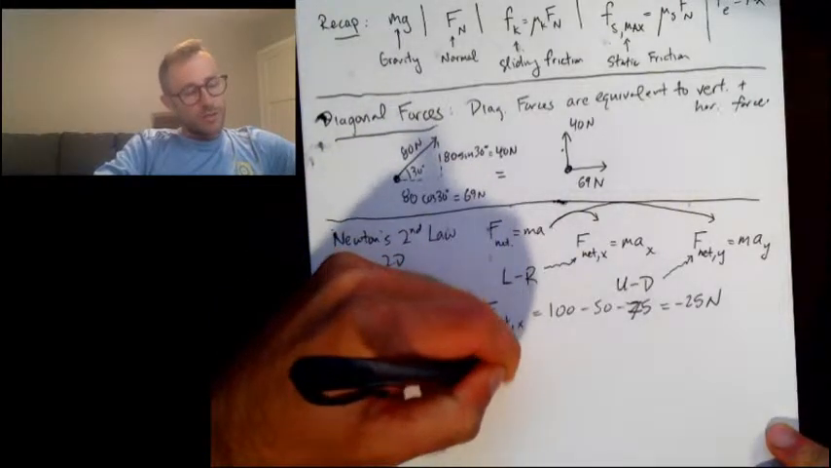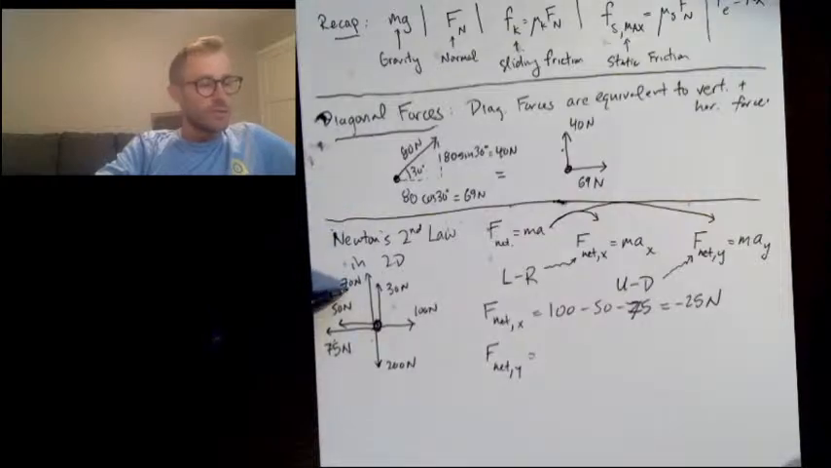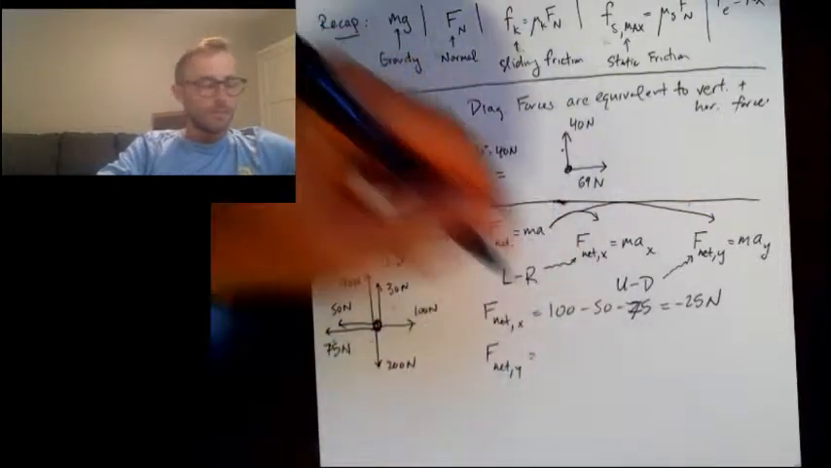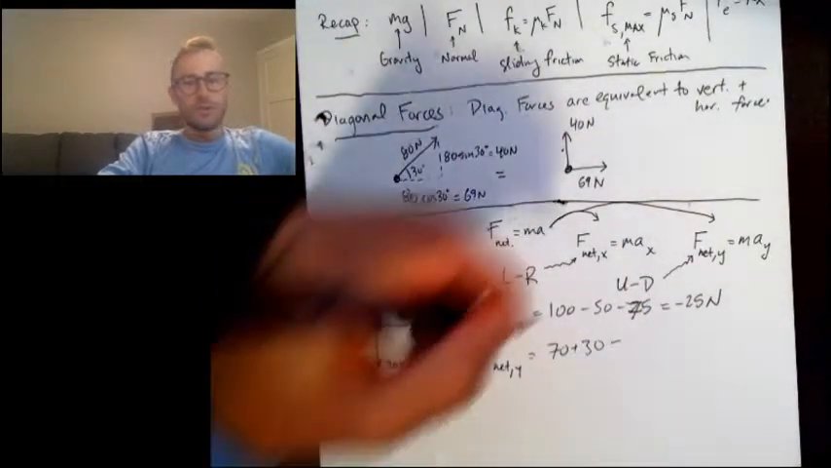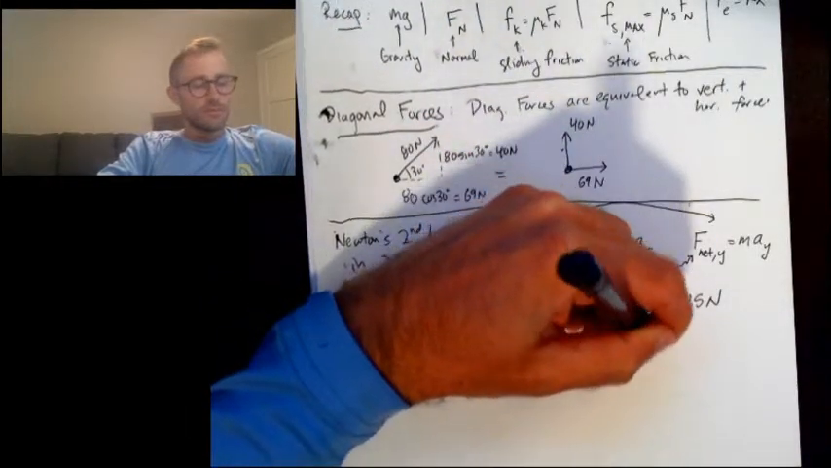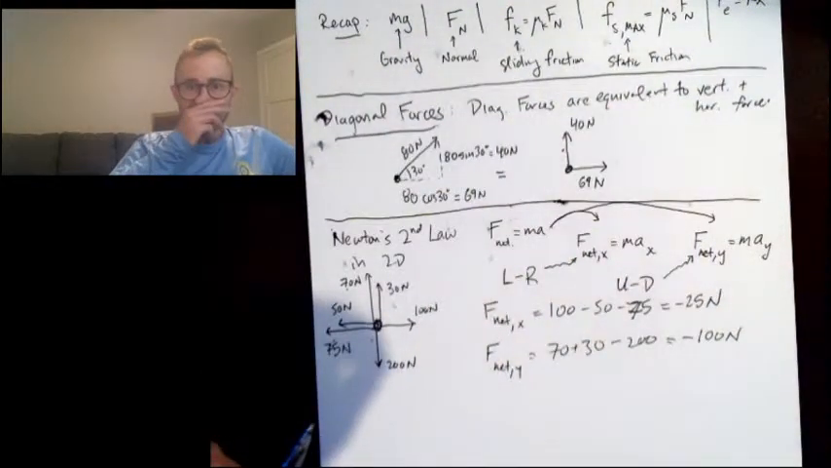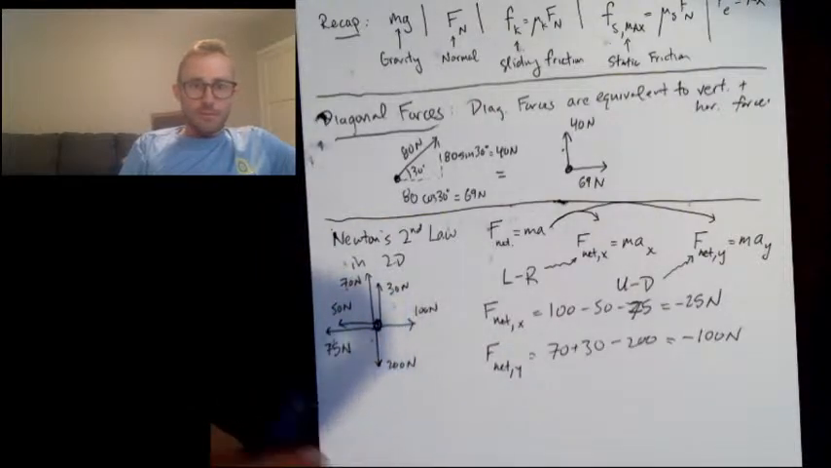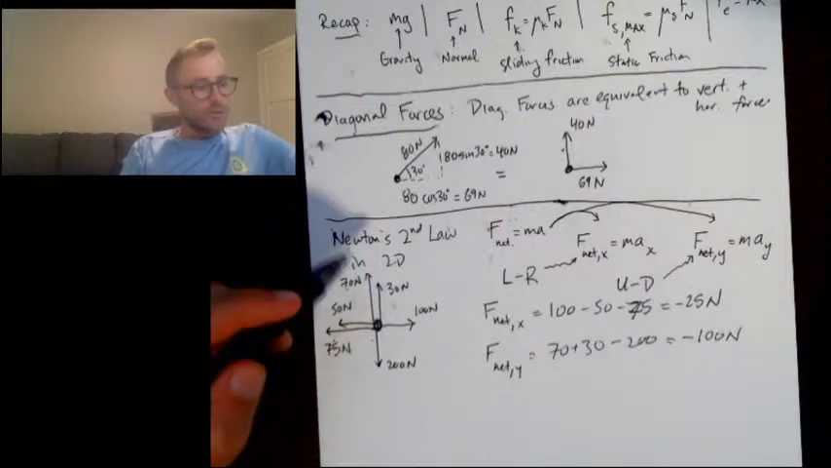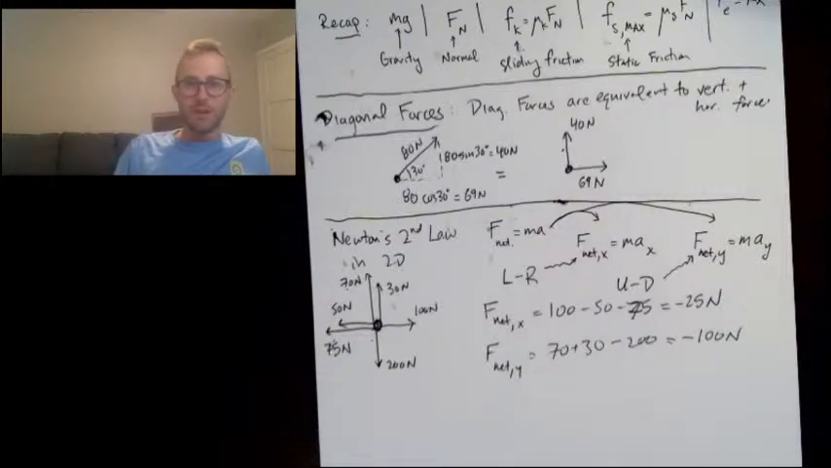The net force in the y direction is up forces minus down forces. So I have 70 and 30 going up, and then I have 200 going down. So I have minus 100 newtons as the net force in the y direction. So this is going to accelerate downward and to the left. So the object is going to accelerate downward and to the left. All right?